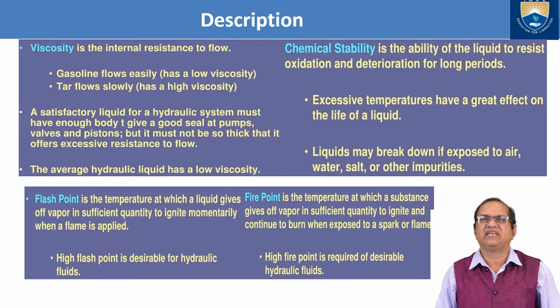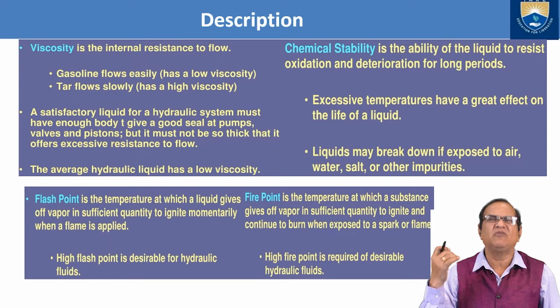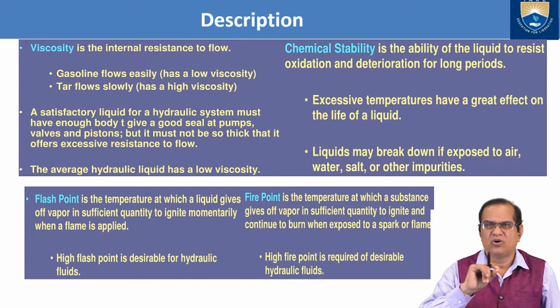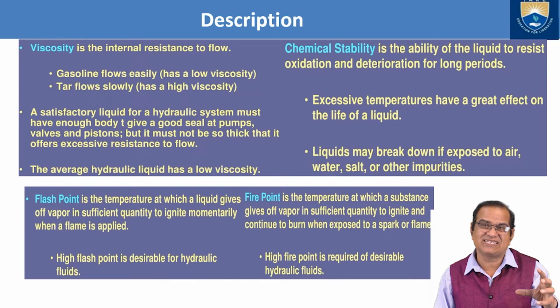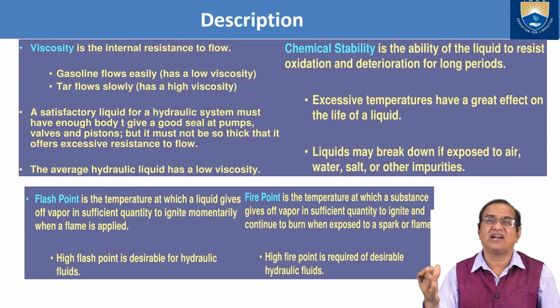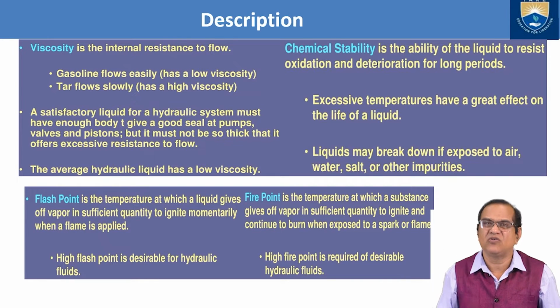Viscosity is the internal resistance to flow. Gasoline flows easily, has a low viscosity. Tar flows slowly, has a high viscosity. So here we can see that any fluid which has low viscosity will flow very easily. Like petrol or gasoline, if you put it in a pipe, it will go very fast. But in the same way, if you put tar or grease or some thick fluid, it will go very slowly. It means a thick fluid has very high viscosity and a thin fluid has a low viscosity.